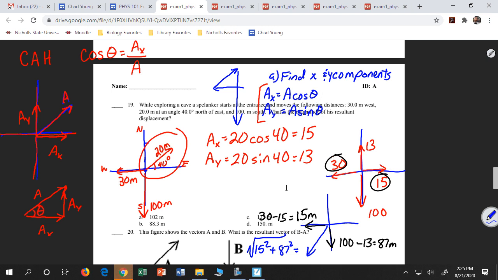Where did I get that square root of 15 squared plus 87 squared? I want to venture a guess. Pythagorean theorem, right. Because I have a triangle here. Let me draw that triangle. I have the 87 meters, I have the 15 meters, and then the resultant vector is right here. So this vector is what I'm looking for, and it has a value of 88.3 meters. Okay?